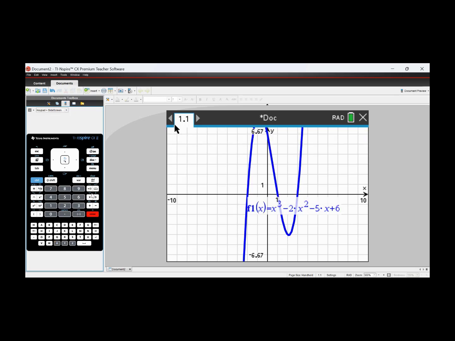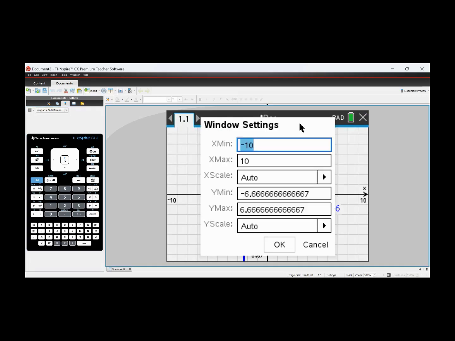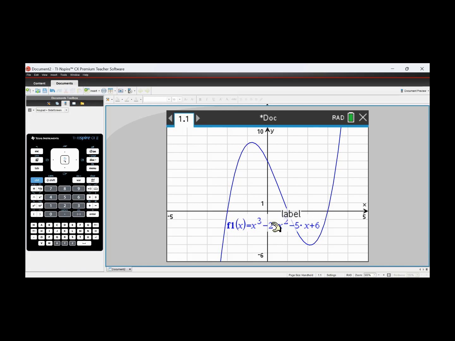You want to change that window: menu, window zoom, window settings. Our x's are going from negative 5 tab to 5 tab, count by ones. Our y's tab are going from negative 6 tab to 10 and tab it. We are counting by ones again, so we hit enter and OK. And there we go. We have our graph. We see what it looks like.